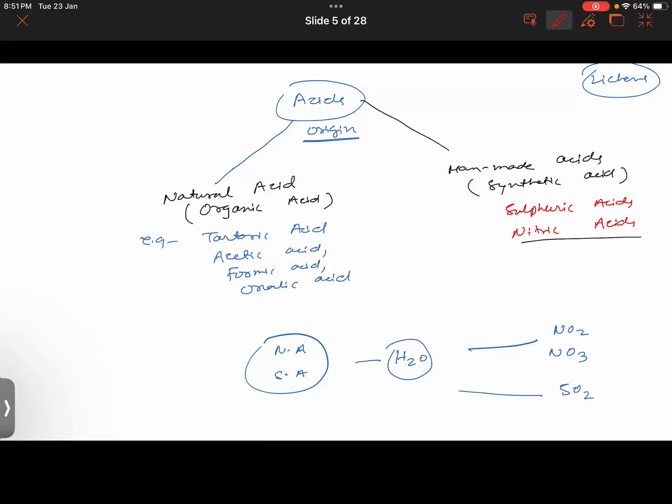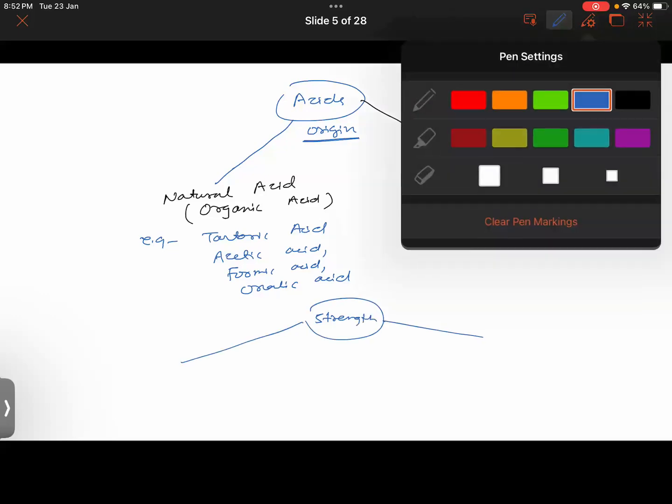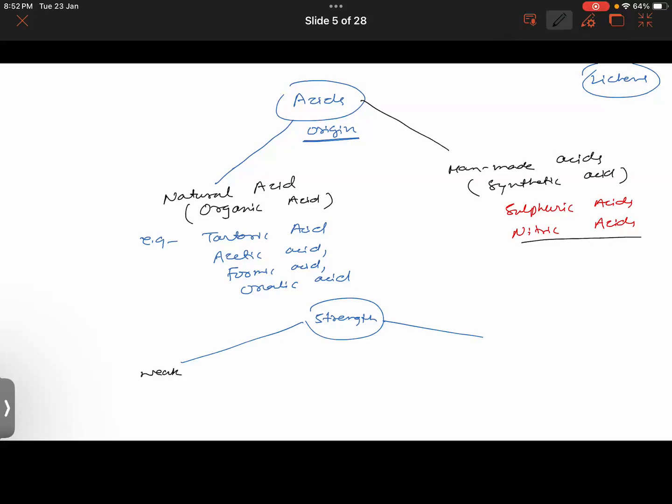So that is what I am trying to say: on the basis of origin, there are two types of acids, organic and synthetic. Now on the basis of strength, you will again have two types of acids, weak acids and strong acids. Weak acids are also called dilute acids, and strong acids are also called concentrated acids. Getting it now?